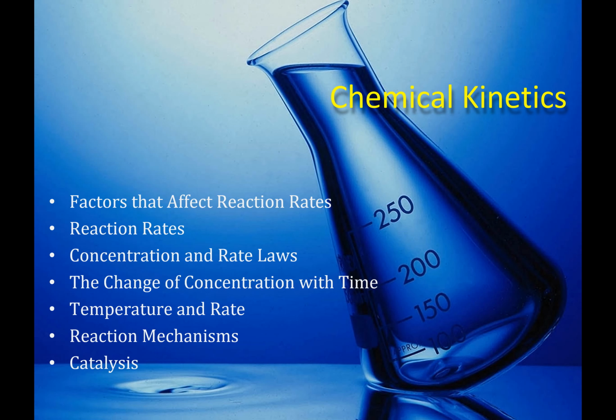The topic of the next chapter is chemical kinetics. This is an area of chemistry that mainly focuses on studying reaction rates and how reactions occur. In this chapter, we'll discuss how things like concentration, temperature, the actual mechanism of the reaction, and a catalyst can affect reaction rate.